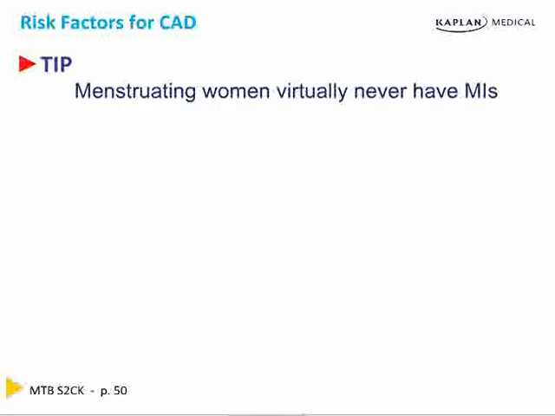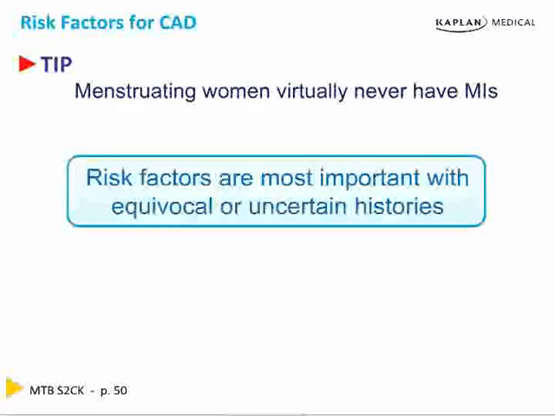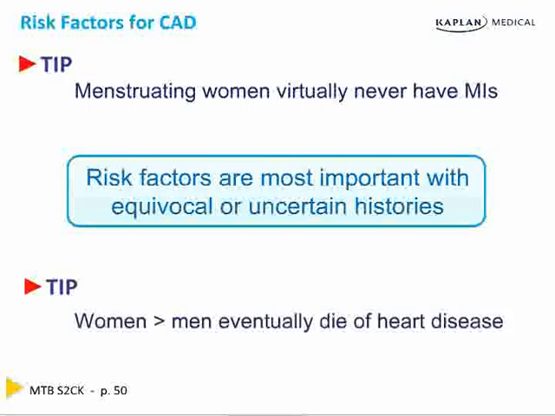This patient, who is under the age of 50 and menstruating, is exactly the patient for whom risk factors are indispensable to know. In a person like this, who had no risk factors, the likelihood of ischemic heart disease is virtually zero. Menstruating women virtually never have an MI, and the risk factors are important when you're not clear. Risk factors are not important in the old man walking up a flight of stairs.